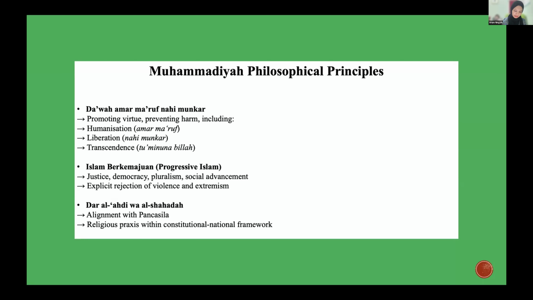Respondents describe it as an ethical framework promoting justice, democracy, pluralism, and social advancement, while firmly rejecting violence and extremism. Muhammadiyah also positions itself within the Indonesian constitutional framework through the concept of Darul Ahdi wa Syahadah, affirming national consensus and peaceful civic coexistence. In practical terms, these principles are translated into civic education programs, human rights curricula, gender empowerment initiatives, environmental campaigns, and carefully crafted sermons promoting moderation. Digital platforms are strategically used to disseminate peace narratives and counter extremist ideologies.